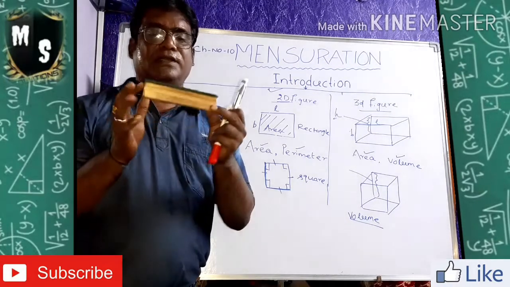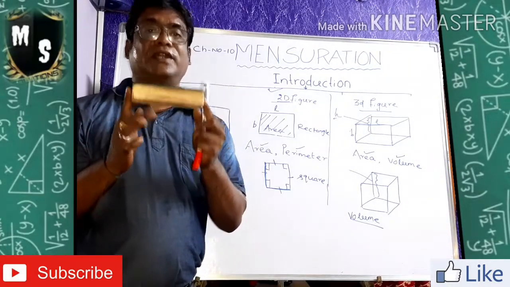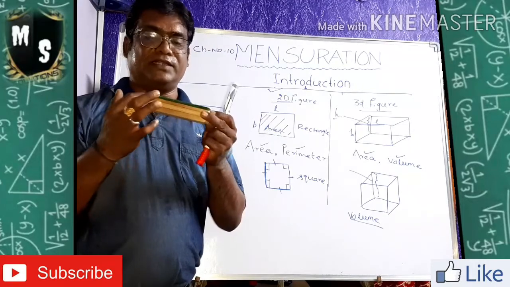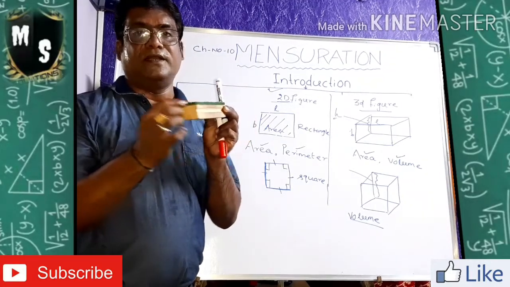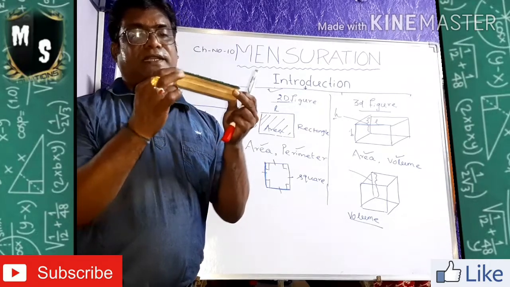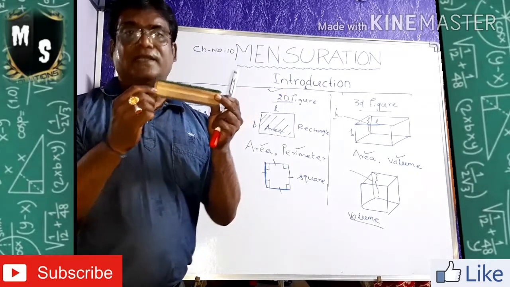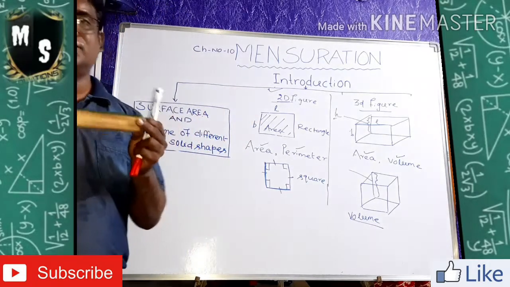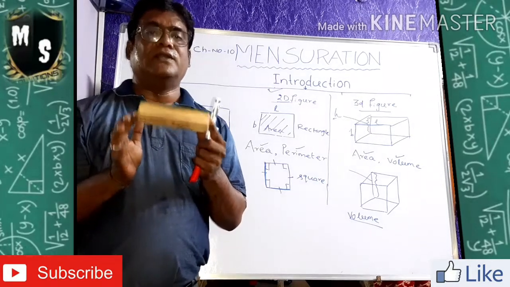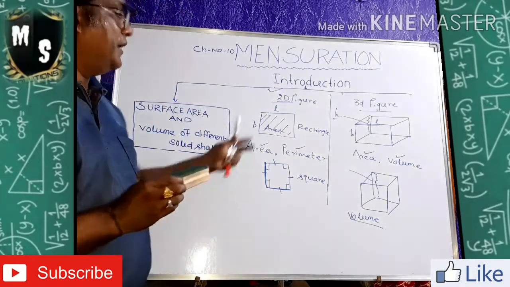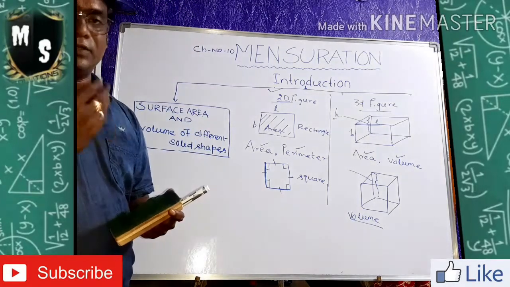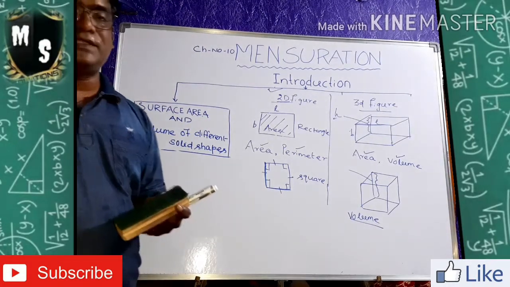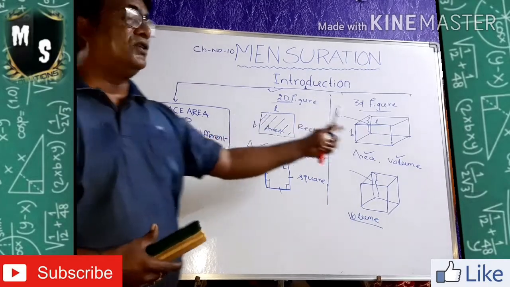My duster, you see, my duster, it is a 3D figure. Why? Because my length is here, my breadth is here. This is my breadth and this is my length. But one more thing is attached here, that is called height. So it is in 3 dimensions. So definitely it is a 3D figure. I am not going to name them. In my later classes, I will explain about those names and the enlargements. Now you just understand about the 2D figure and 3D figure.